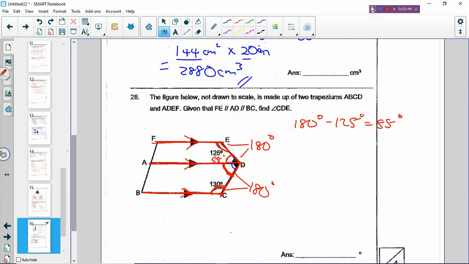Alright, so what is the right angle over here? That will be 180, and you minus 130, and you get 50 degrees. So this angle is 50 degrees. So now can you find the blue angle, which is the whole angle? So you take 55 and then plus 50, and the whole angle will be 105 degrees. And that's how you solve it. Okay, let's go on to the next question.